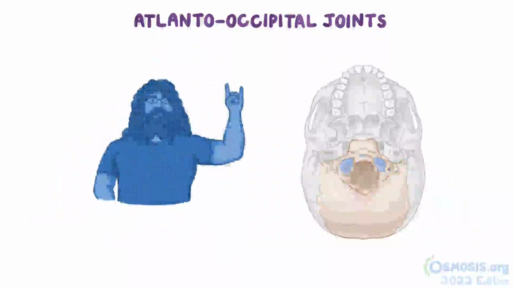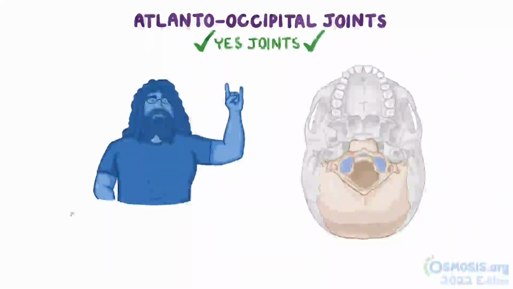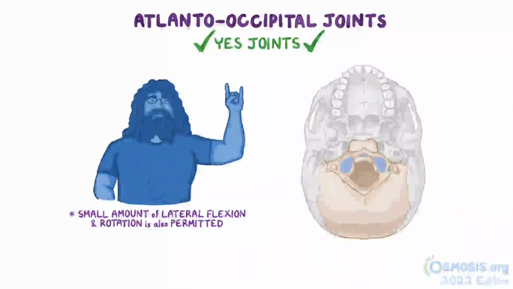To help us remember the movements that occur at these joints, we can think of them as the yes joints. A small amount of lateral flexion and rotation is also permitted at these joints. Feel free to take a quick break and practice these moves to stretch your neck.